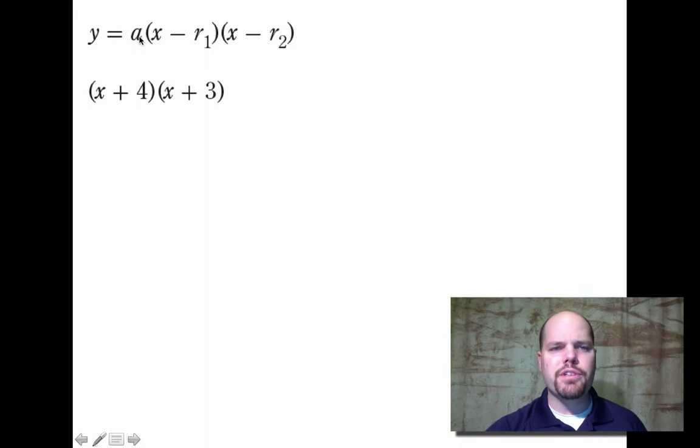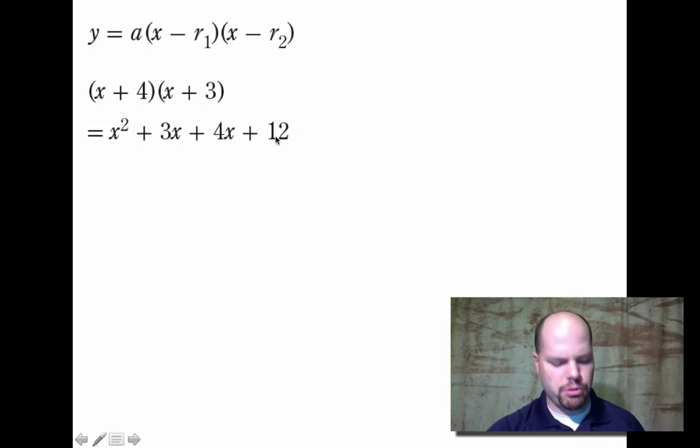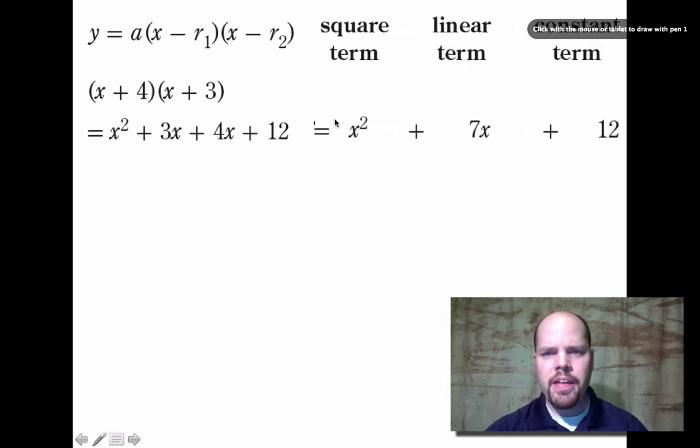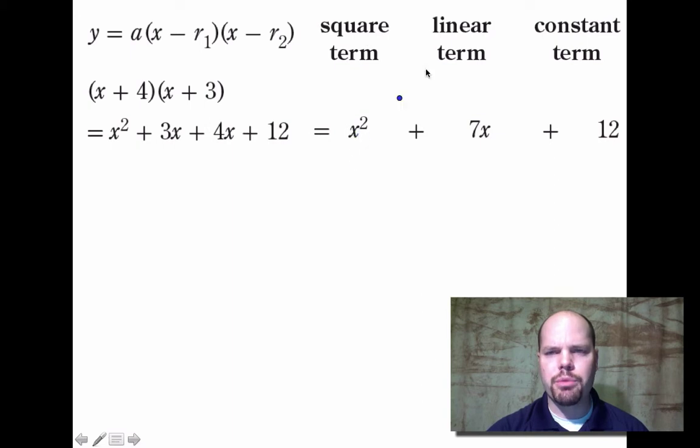Okay, we're going to have this a value be 1 today to make the factoring a little bit easier to start with. So if you had the quantity x plus 4 times the quantity x plus 3 and expanded that out, it would be x squared plus 3x plus 4x plus 12. If you did all the multiplying, x times x is x squared, x times 3 is 3x, 4 times x is 4x, and then 4 times 3 is 12. Now, we're going to name some of these things. The square term is x squared. The linear term is with just x to the first power, so the linear term here would be 7x, and the constant term would be 12, because that's just this simplified.